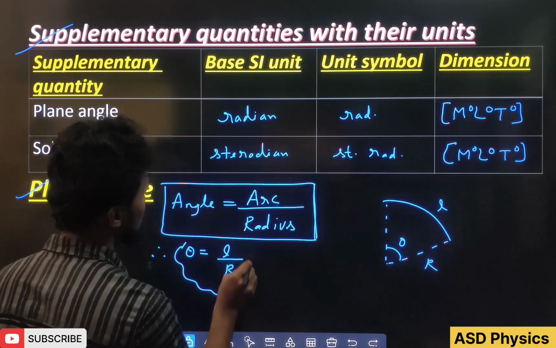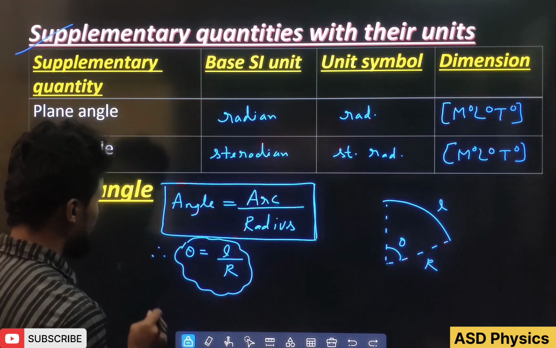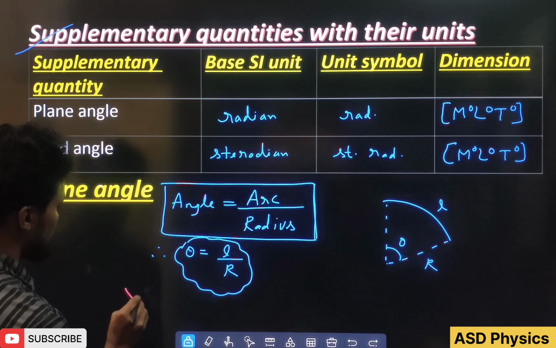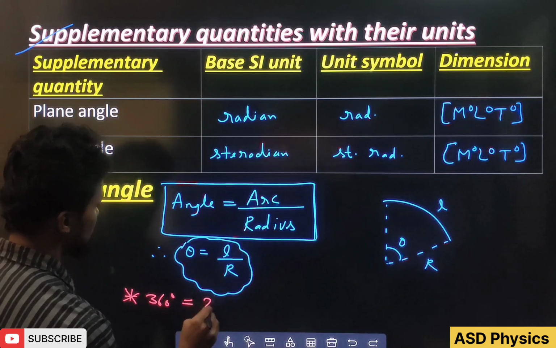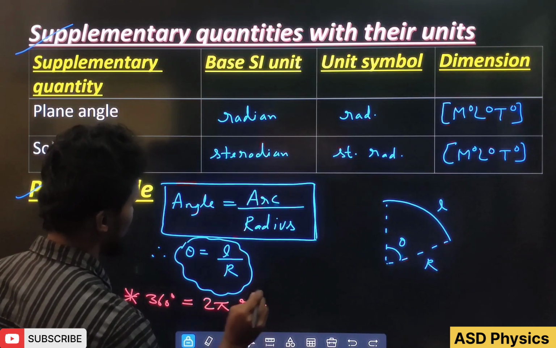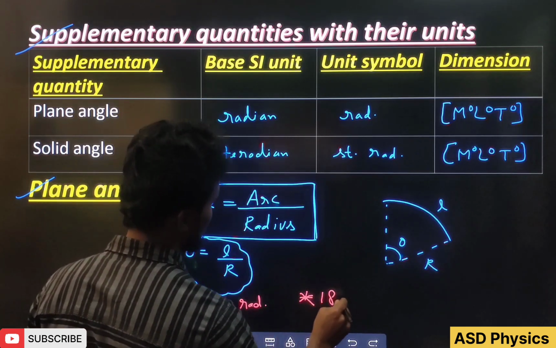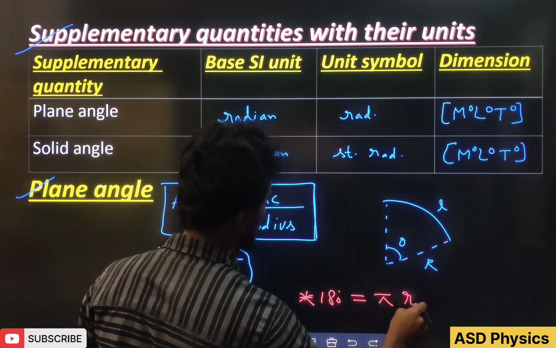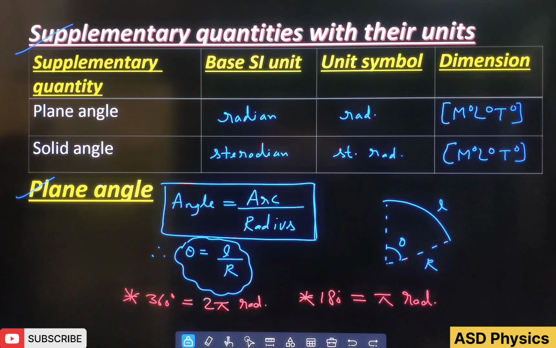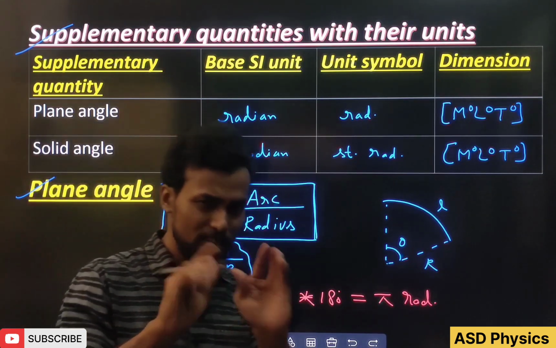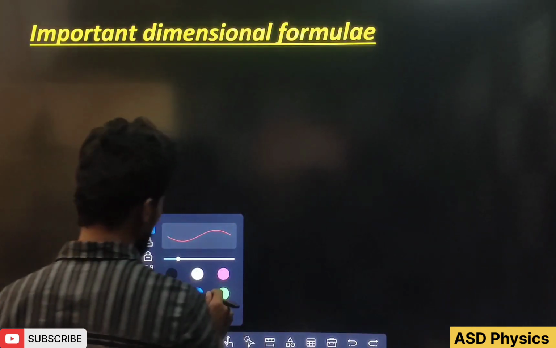Angle equals arc by radius. And as I have told you, the SI unit is radian. After that, just remember one thing: 360 degree is 2 pi radian. Or this is also very common, 180 degree is how much? Pi radian. At least these basics you have to remember. SI unit is the radian only, but sometimes angles are represented in degrees also, that you have seen a number of times.